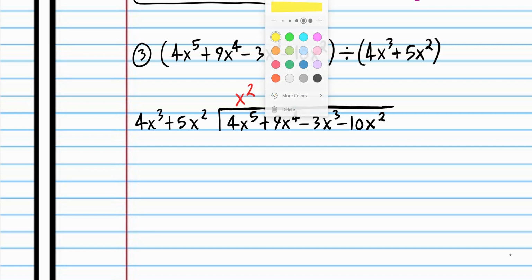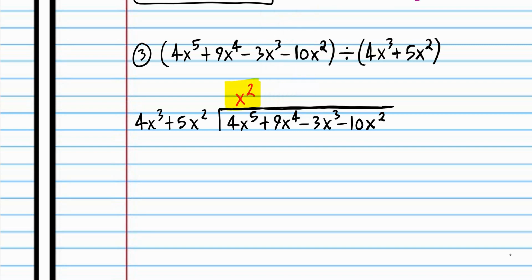So that's step number 1 of cycle 1. Step number 2 is to multiply that term we just wrote by the entire divisor. So multiply x squared and 4x cubed, then we get 4x to the fifth, and we should get 4x to the fifth because we want these numbers to be the same. That's the whole point. And then we multiply x squared times 5x squared, again using the distribution property, and we get 5x to the fourth.